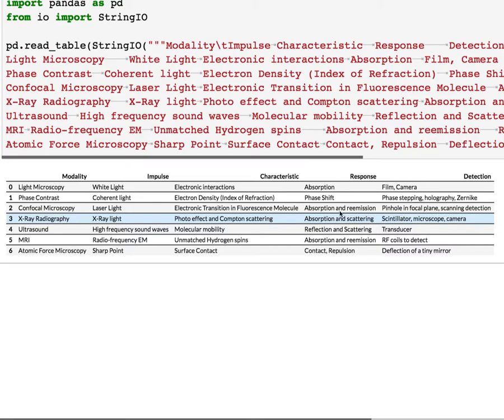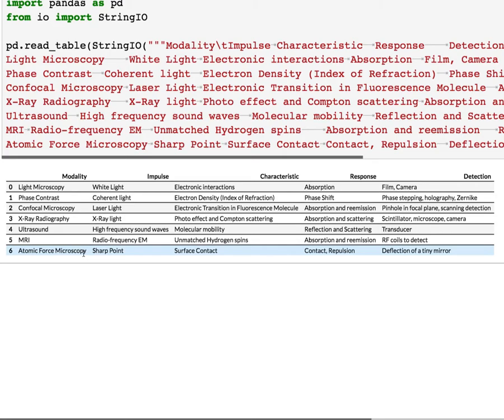You also have, for MRI, it's a bit more complicated because your impulse is now sort of radio frequency electromagnetic waves. Your characteristic is sort of these hydrogen spins that you're looking at. The response is sort of absorption and remission. And your detection is then you have RF coils to detect it. And so you have all of these magnetic fields, which are used to align the hydrogen in the first place, but actually that's not what you're measuring at all.